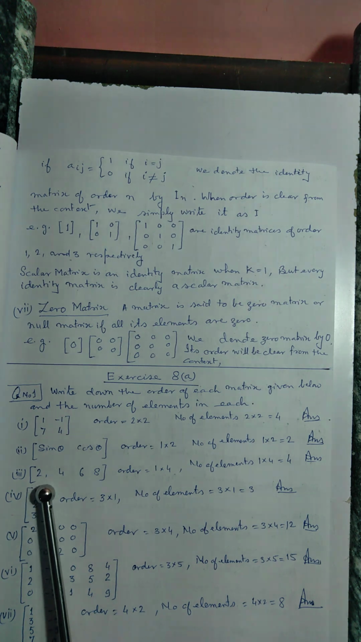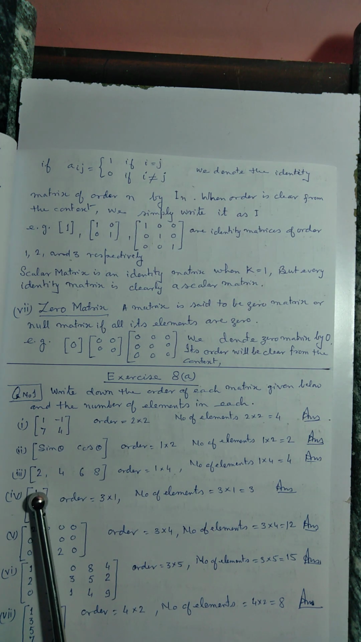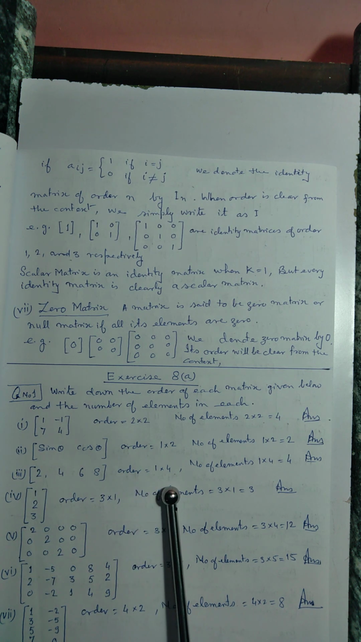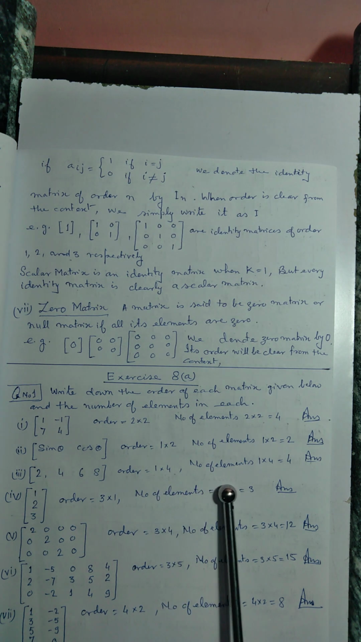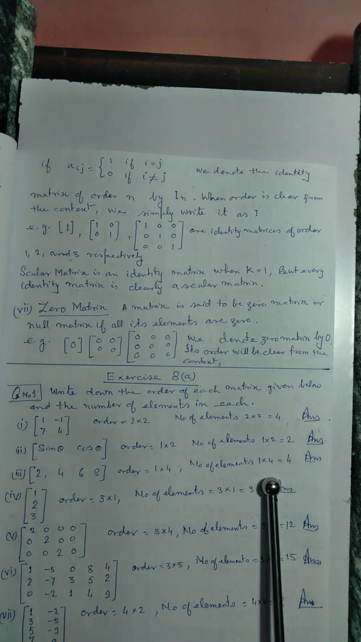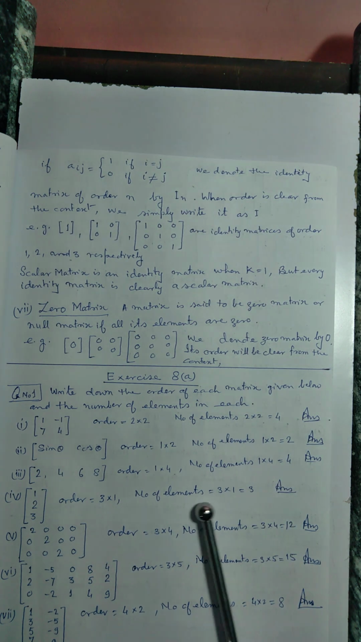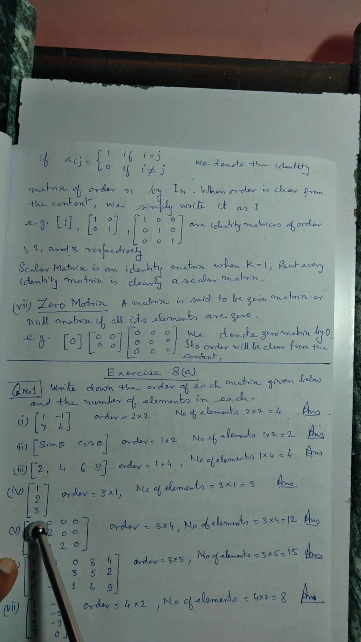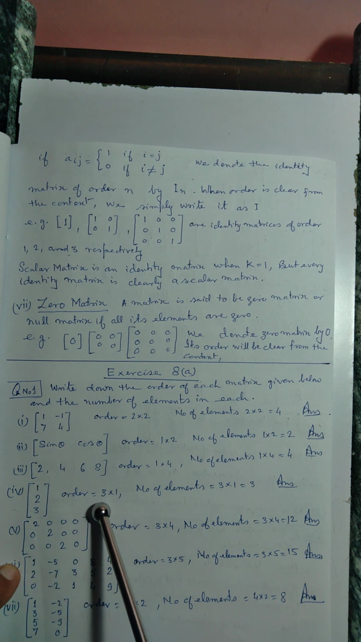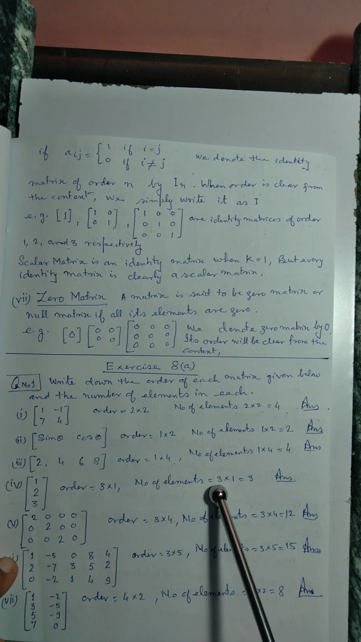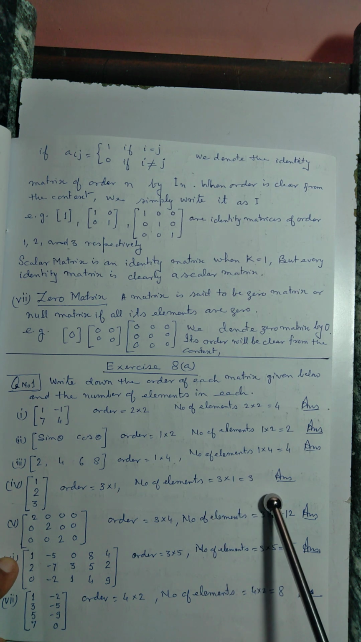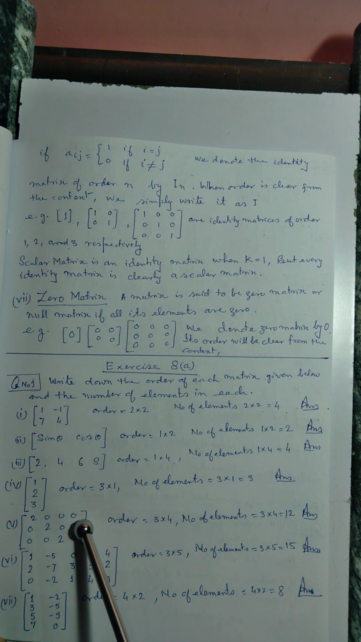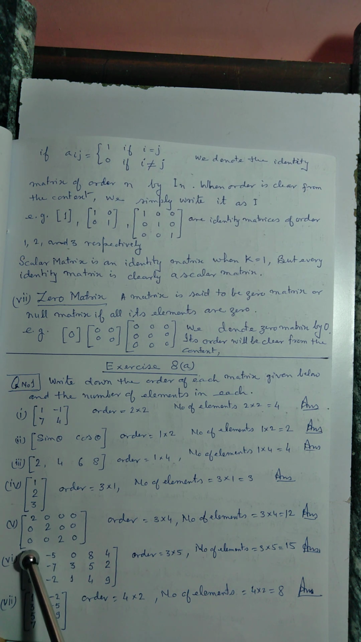Now here in C, there is only one row, and how many columns are there? 1, 2, 3, 4. So the order is 1 into 4. Number of elements is equal to 1 into 4, that is 4. Now come to the fourth, that is 1, 2, 3. So the order is 3 into 1. Now the number of elements is 3 into 1, that is 3. Its answer is 3.